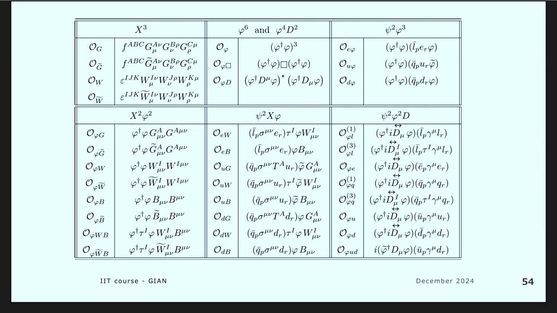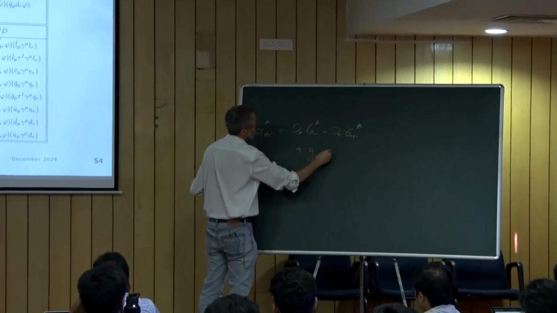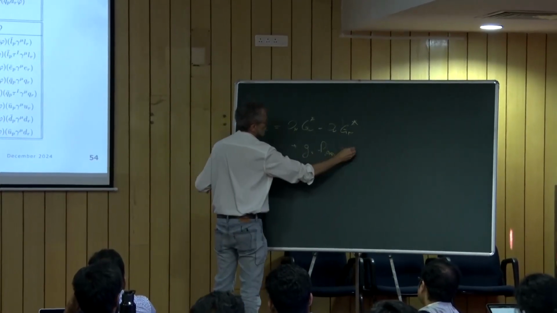So this term here, for example, is the field strength tensor for the gluon field. I'm going to write down the field strength tensor for the gluon field. I'm just reminding you. So G mu nu has a term that goes like this, and then has a term that looks like this: g_strong, f^{ABC}, G^B_mu, G^C_nu.